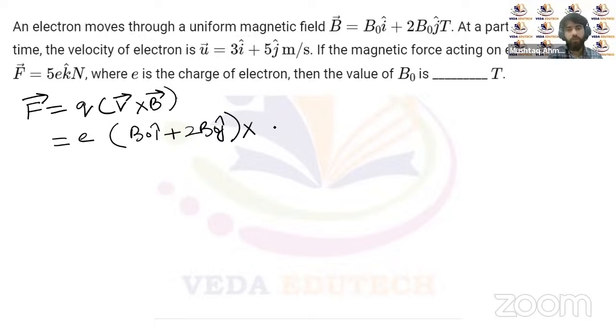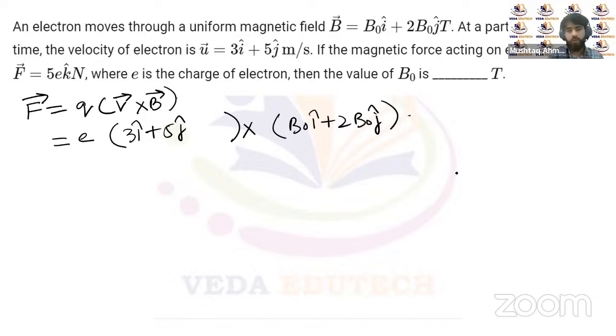It's a cross product with, sorry, this is the magnetic field. The velocity here is given as 3 i cap plus 5 j cap, cross product with the magnetic field, that's B naught i cap plus 2 B naught j cap. So we'll once again be using this cyclic unit vector system: i cross i will be 0, i cross j will be k.